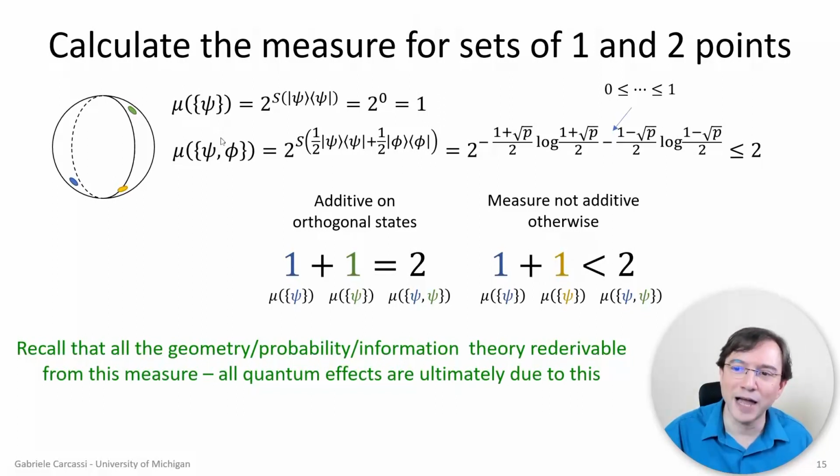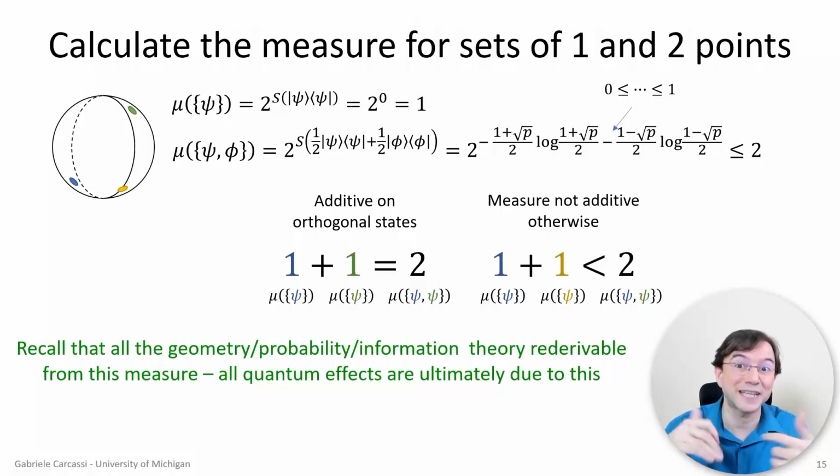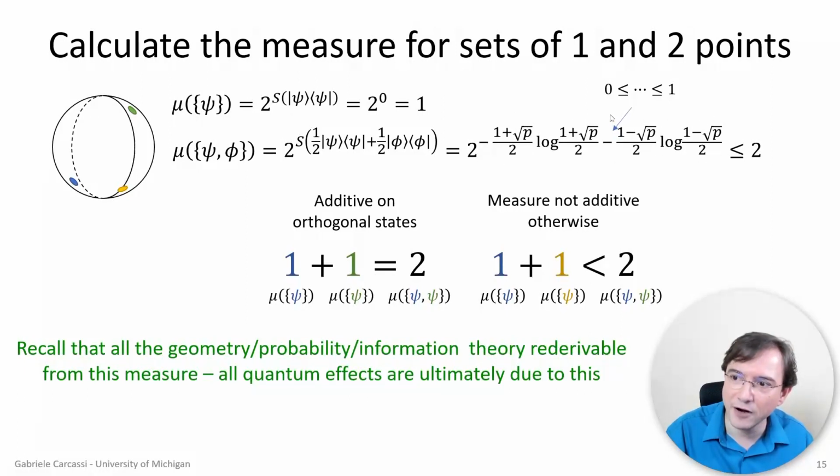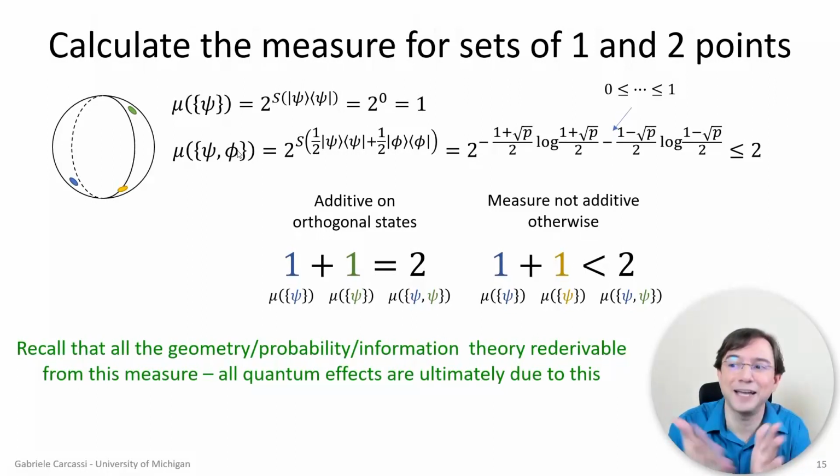Now we have to imagine calculating the measure for 2 states. And for 2 states, we're going to have 2 to the entropy of a uniform distribution of 2 states. So a mixed state where you're doing a 50-50% mixture of 2 states. Now this gives us a little bit more complicated expression, this minus (1 plus square root of p over 2) logarithm of (1 plus square root of p over 2) minus (1 minus p) and so on. You can read it. The point is that this expression here, however complicated it may seem, is a number that goes from 0 to 1. And it's 0 when these two states coincide, which is good because we get this first case.